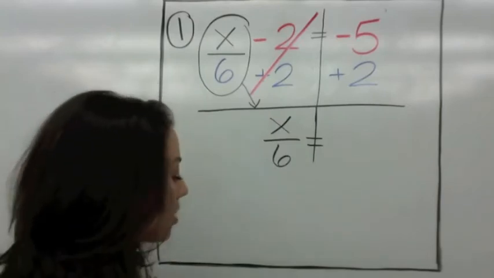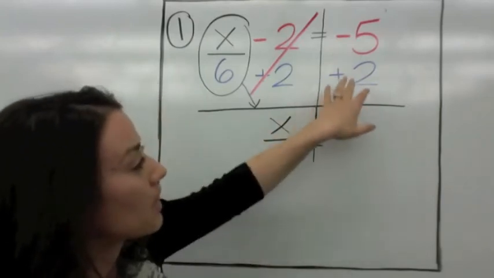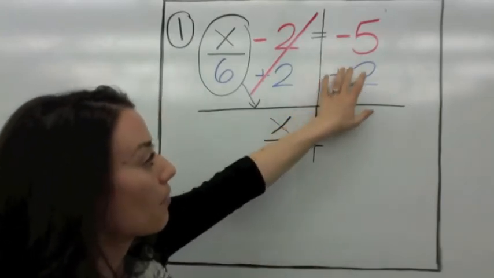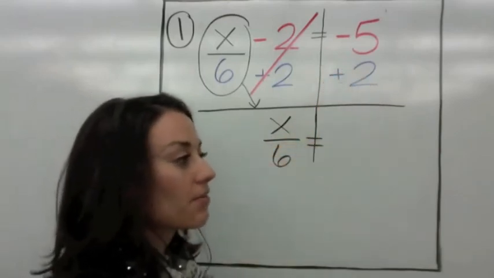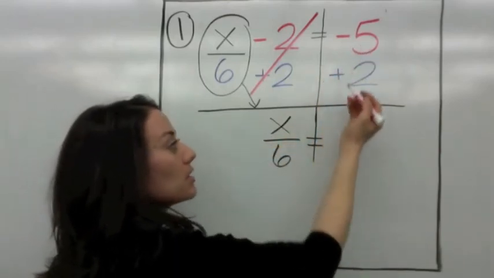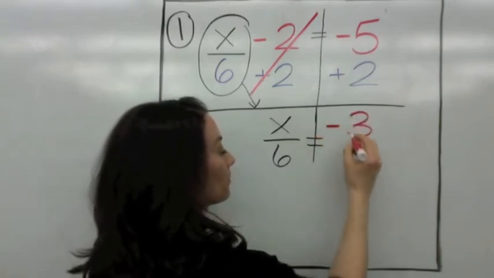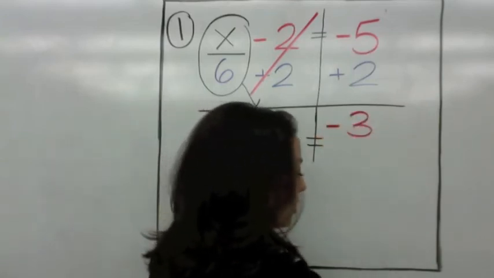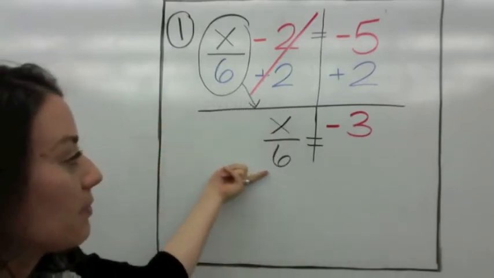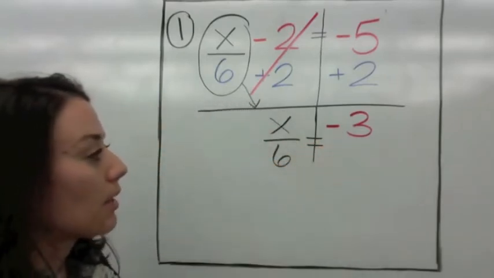Okay, so you have different signs. We're going to subtract. 5 take away 2, which is 5. Count back. 4, 3. Keep the sign of the higher number. What's the higher number? The higher number is 5. So we're going to make it a negative 3. Okay. So now you have x divided by 6 equals negative 3.